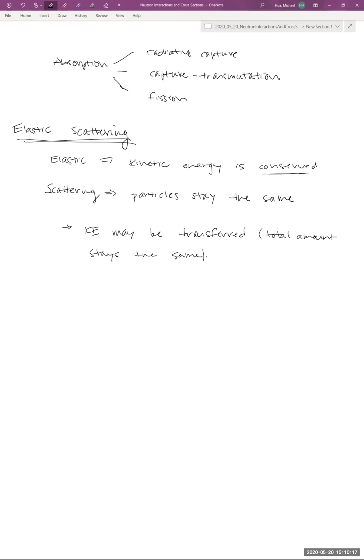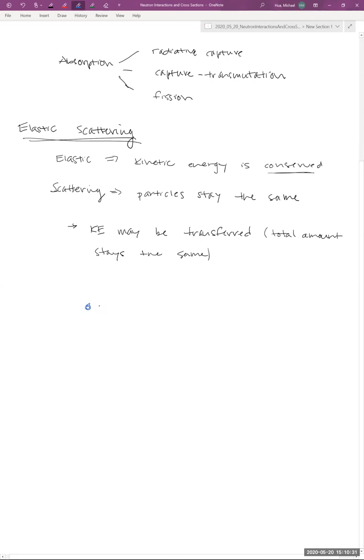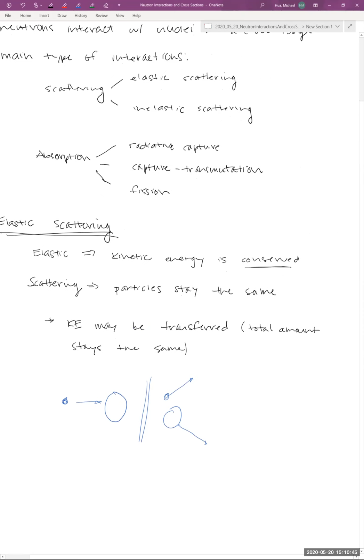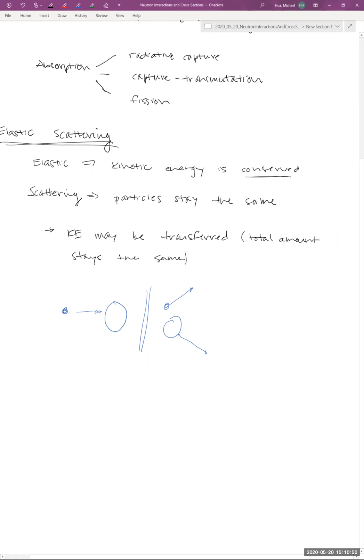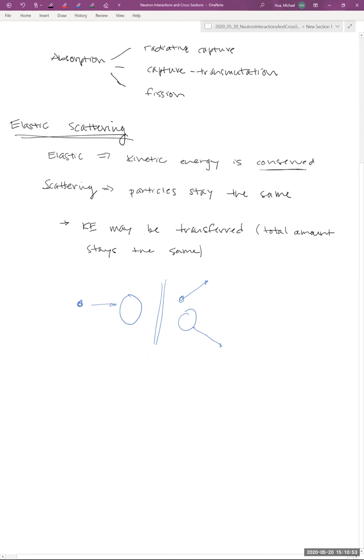A picture of what this looks like is you have a neutron. Sean Clark really likes neutrons being blue, and I've been conditioned as such. So a neutron will come in and interact with a nucleus. That's the before, and in the after picture the particles have changed direction and kinetic energy via velocity. This is the simplest reaction out of all the different types of interactions.